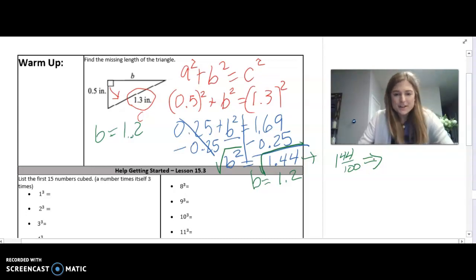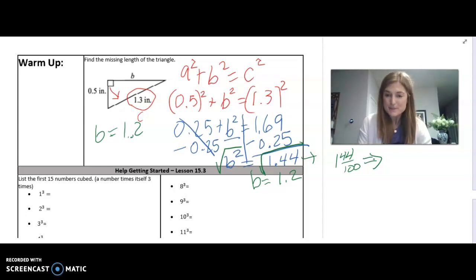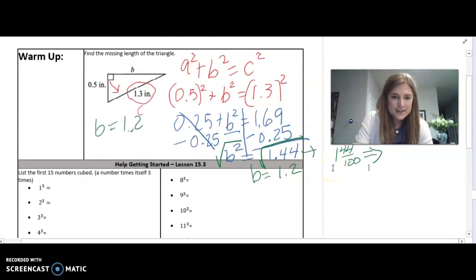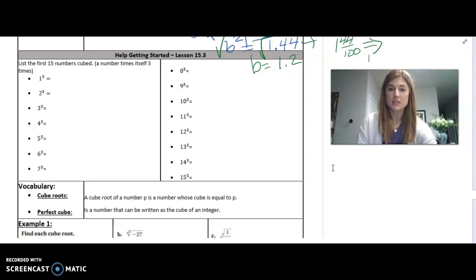All right, so getting started for today's lesson, we are going to move on to cube roots. So square roots are like dealing with perfect squares. And now we're going to be dealing with cubes, which is a three-dimensional figure. I'm going to scroll down here. Something that's going to help you today is writing out what the different perfect cubes are. So we're going to list the first 15. This is going to help you when solving problems today.